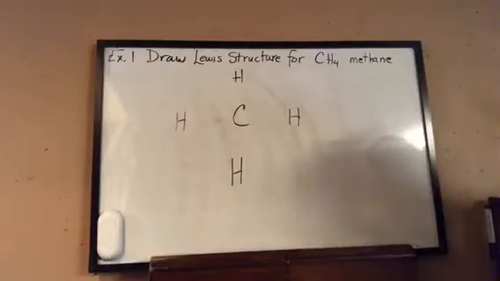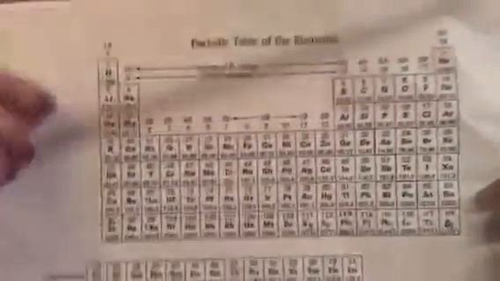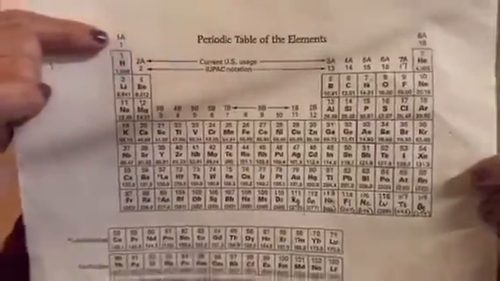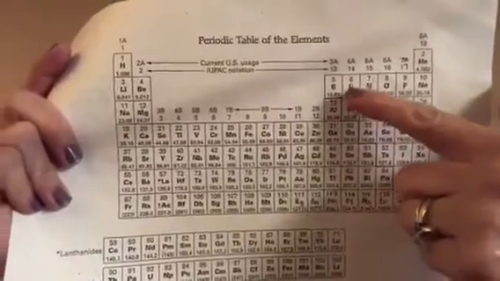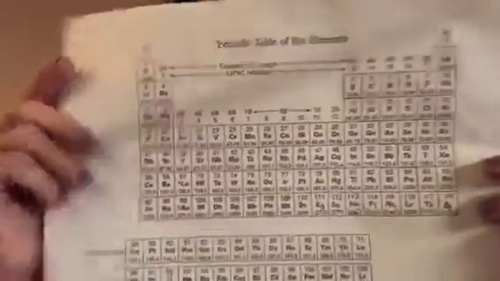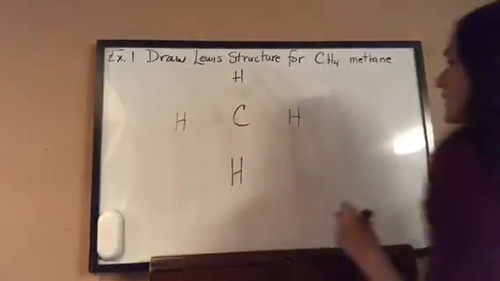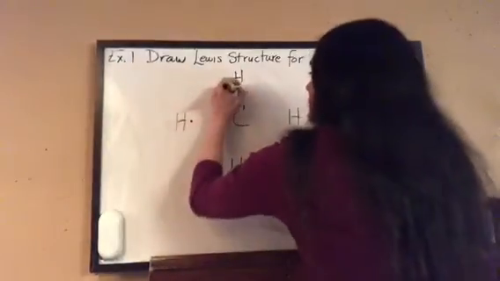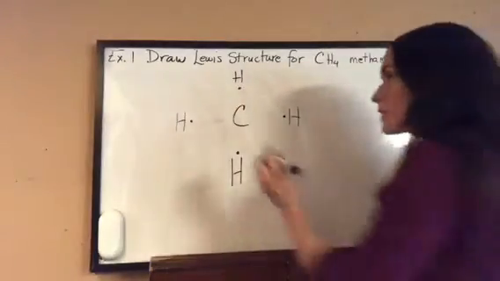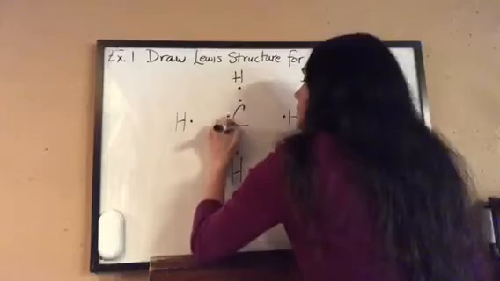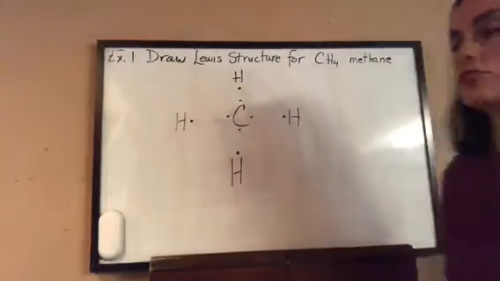Now we need to draw the valence electrons. So we look at the periodic table. We find hydrogen. Hydrogen's in group 1A, one valence electron. We find carbon. Carbon is in group 4A, four valence electrons. We only care about the valence electrons. So one valence electron, one, one, one. Carbon has four: one, two, three, four. It's good to use pencil when you're doing these in case you need to make changes.